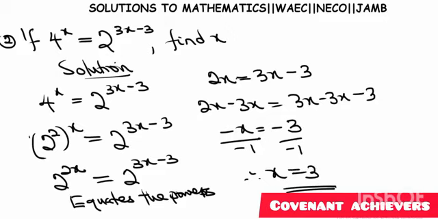As you can see the way we have solved this question. This question is also a past question, and that is 1997. Yeah, 1997. As you can see, it's been solved in a demystified way for us here. So this is Covenant Achievers Academy, and let's see what we have in the next question.